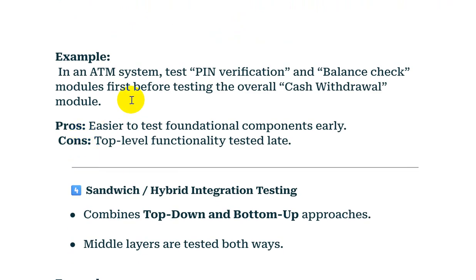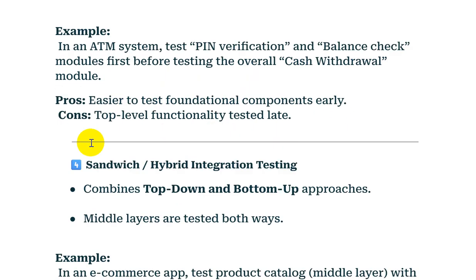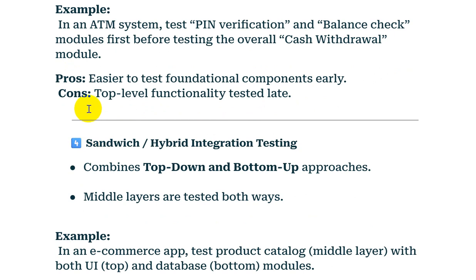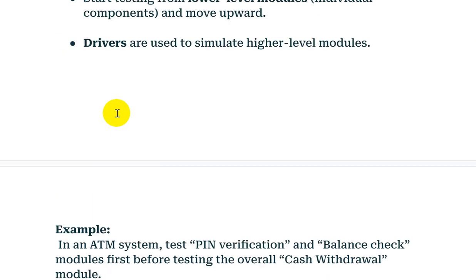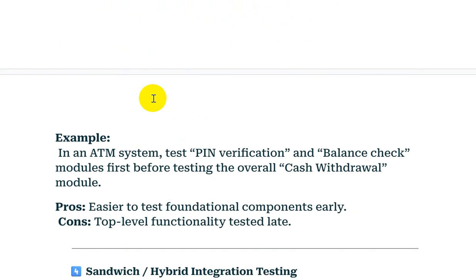So in our ATM system, we can test the PIN verification and balance check modules first before testing the overall cash withdrawal. This is the example. We have taken the ATM example here. The advantage is it's easier to test foundational components early, and the disadvantage is top-level functionality is tested later. So this is bottom-up integration testing.